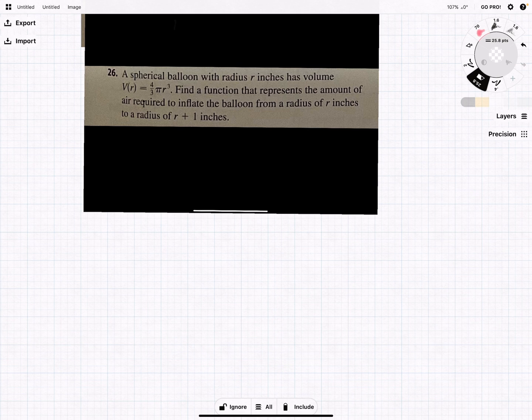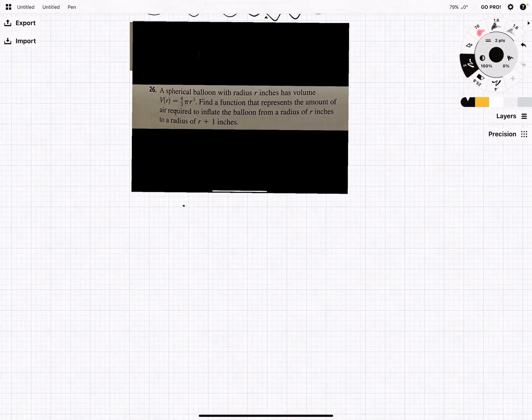Okay, so what does that mean exactly? Well, they're asking, it says find a function that represents the amount of air, right? Air measured in volume. So what that means is we're going to have to find one total volume and subtract it from a second total volume in order to find the difference, right? Because they're saying the air from some arbitrary radius r to that radius r plus 1 inch.